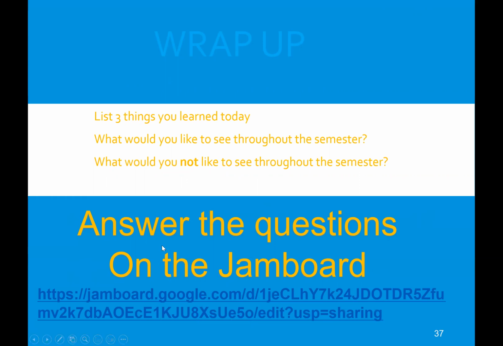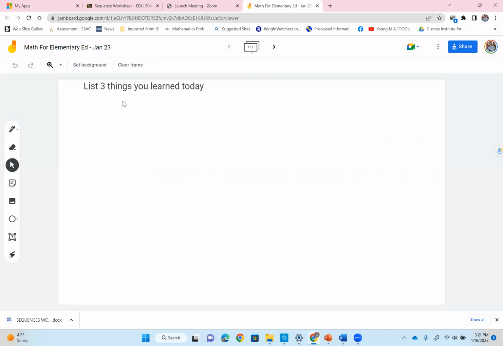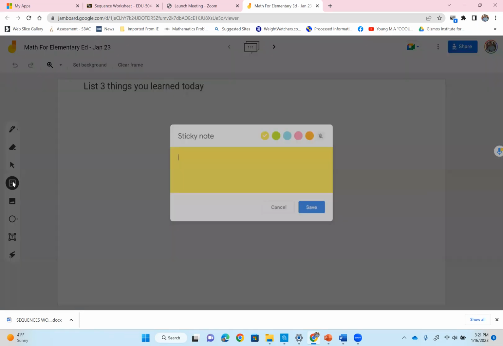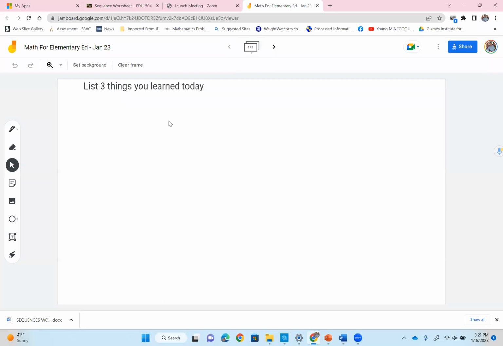What I want you to do now is go into the slides, click on this link, which is a Jamboard, and it takes us to the Jamboard. So 3 things you learned today. Right over here is the sticky note. Click on the sticky note and write 3 things you learned today. Then that's the first slide. Go to the second slide, and write what you would like to see throughout the semester in terms of me teaching you.